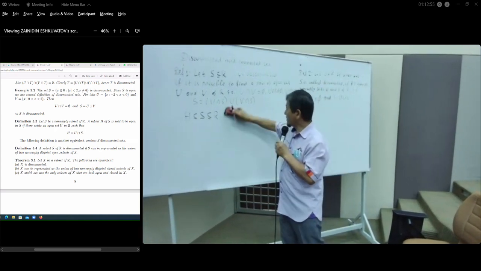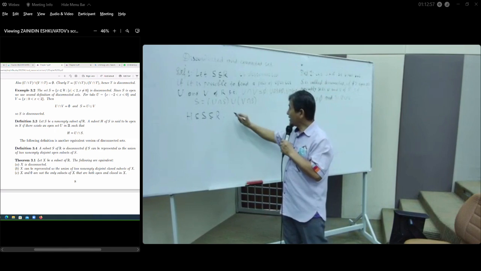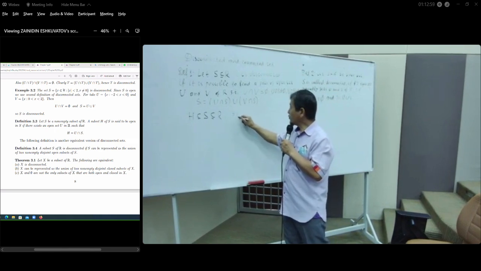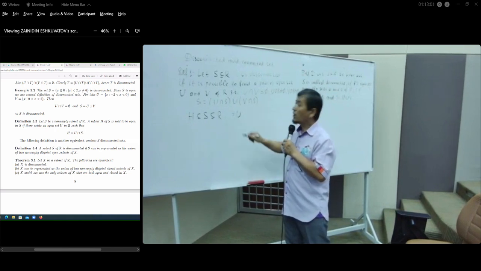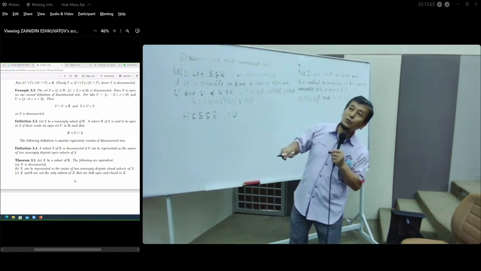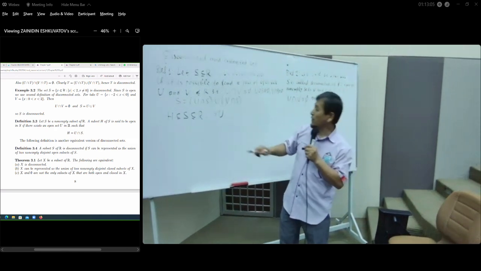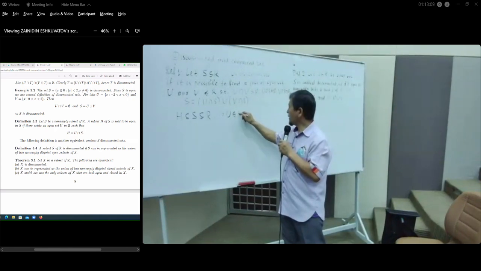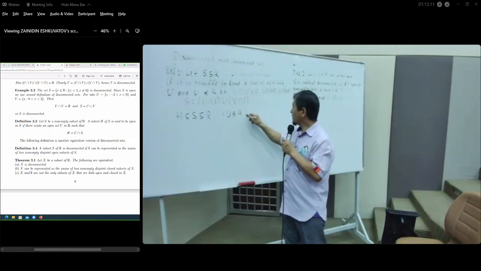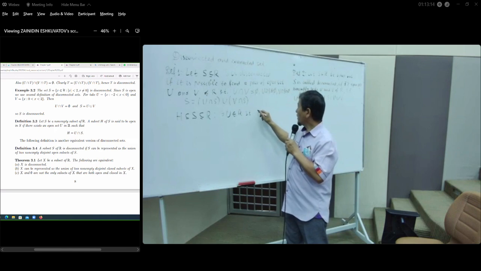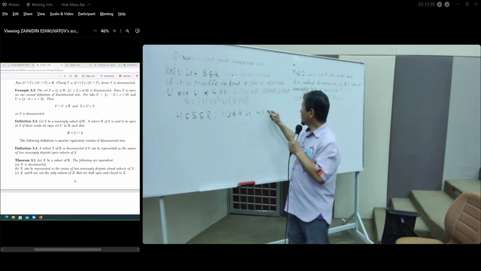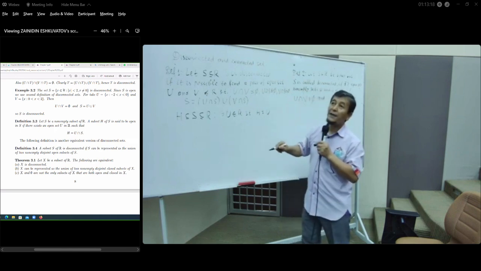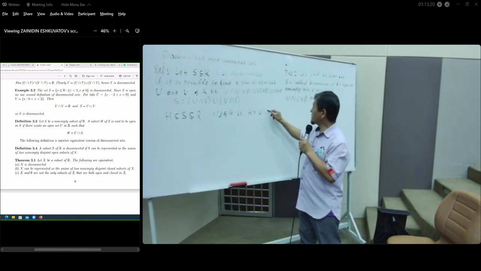If there exist an open set U in R, of course it should be in R, such that H can be written as U intersection S.